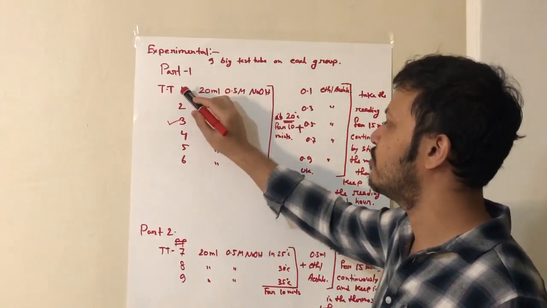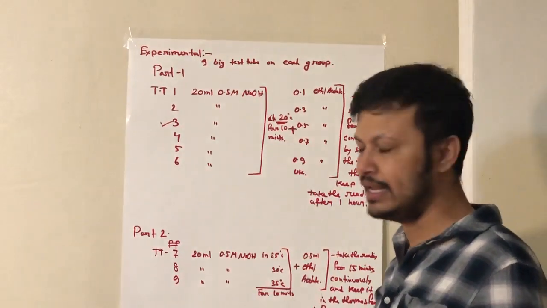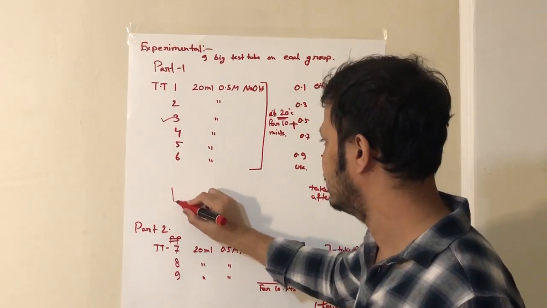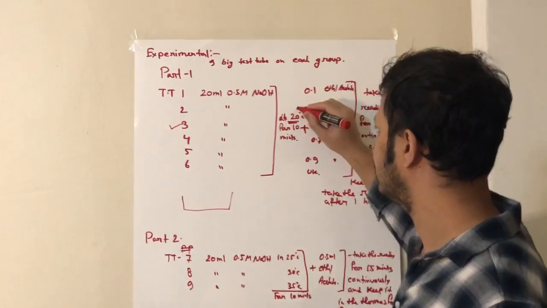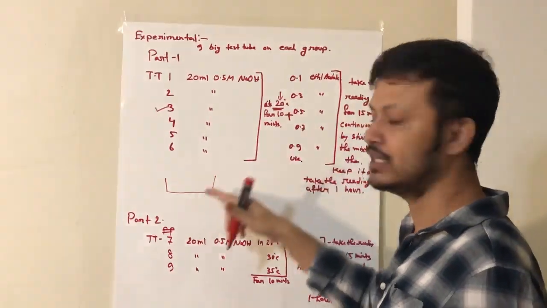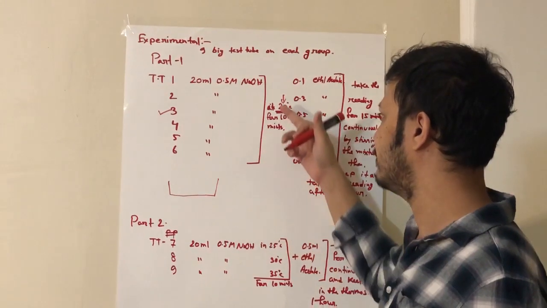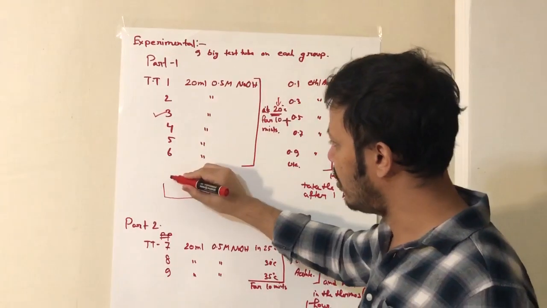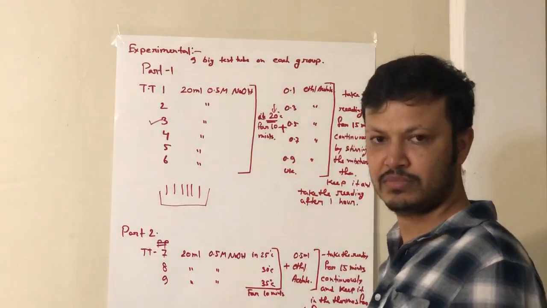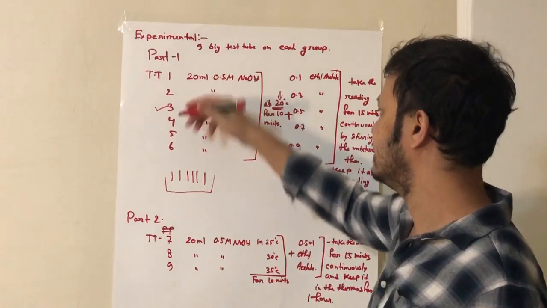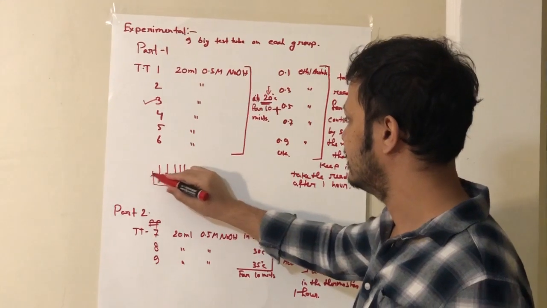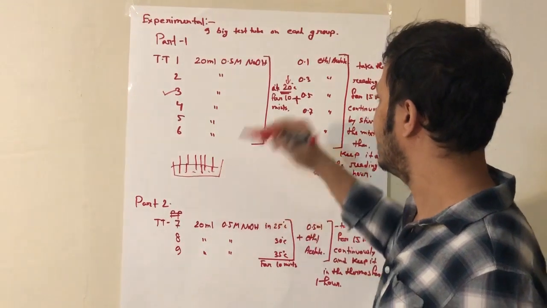What will you do? Test tube number 1, 2, 3, 4, 5, 6. You will write it down that way. Then we will have a water bath with a temperature of 20 degrees Celsius. Try to look at this, 20 degrees Celsius. You will put all of the test tubes 1 to 6 inside the water bath, and then you will keep it.